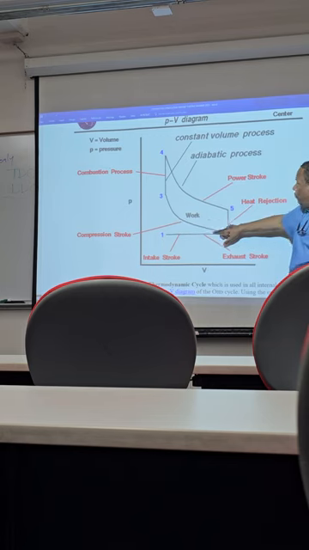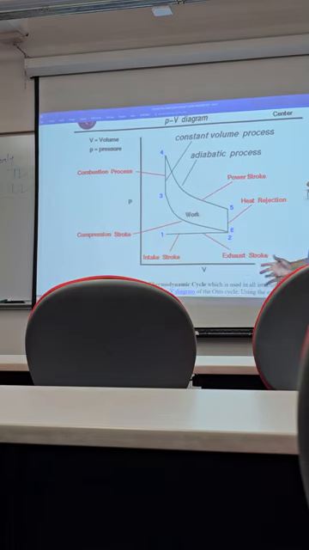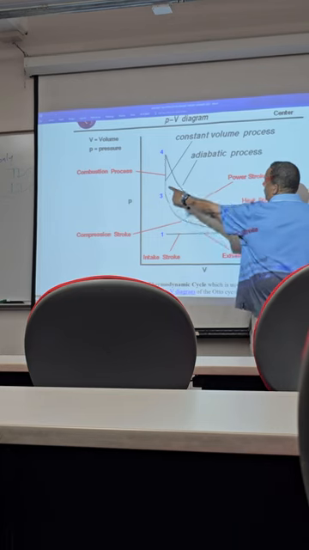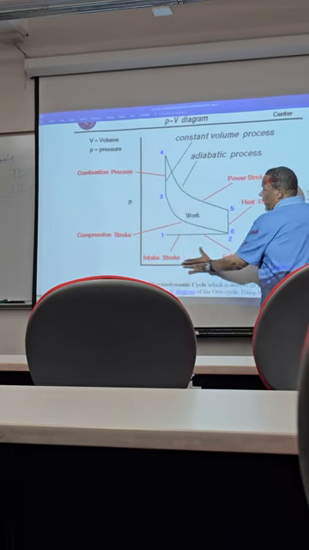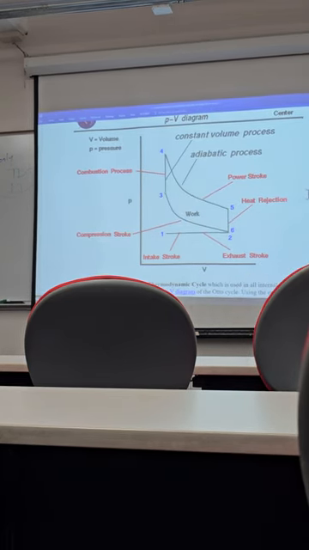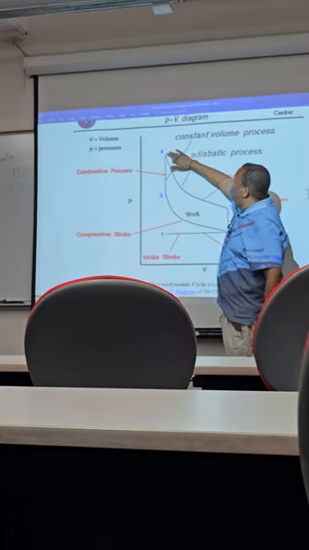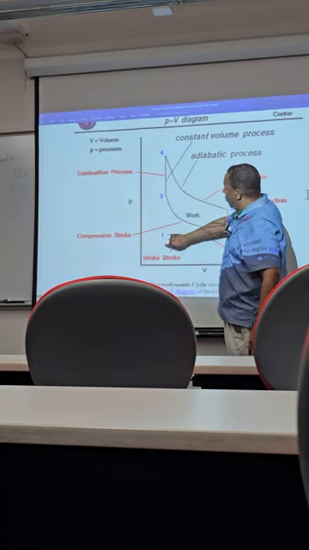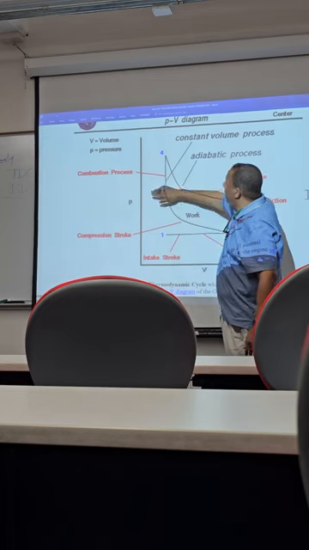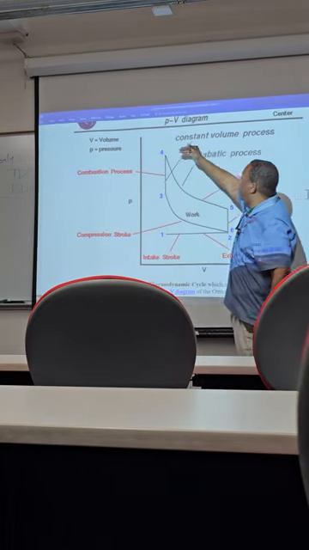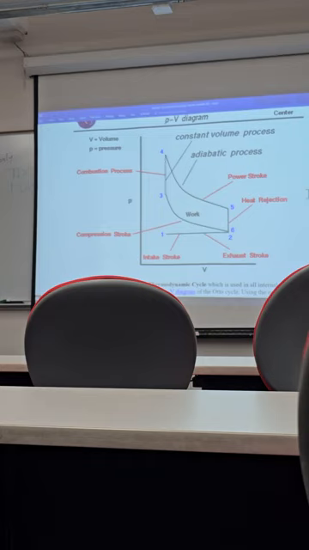From 2 to 3, you see that the pressure has increased and the volume has decreased. Well, this is the compression stroke. From 3 to 4, the volume is almost constant while the pressure is increased. This happens during the combustion process.